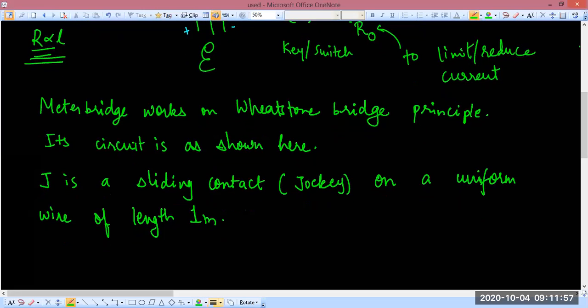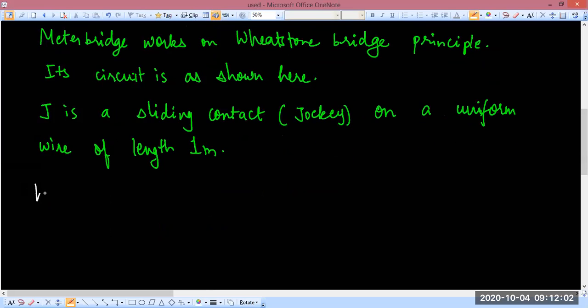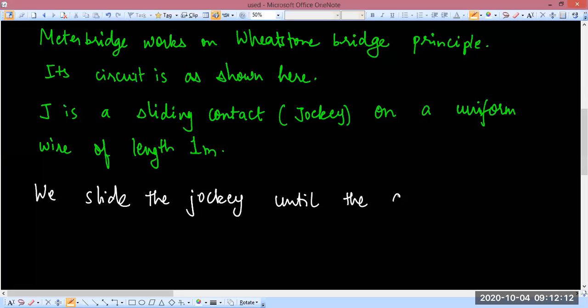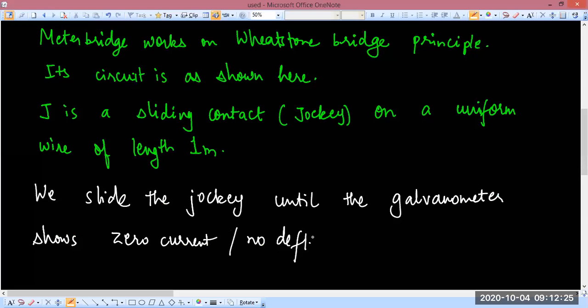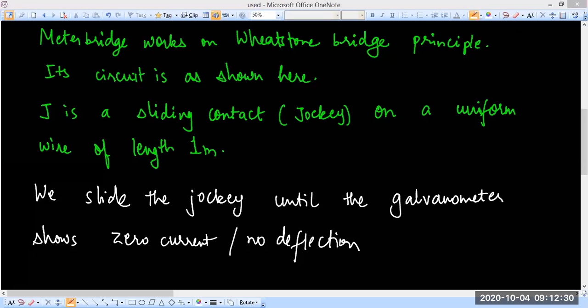Now let's write what we do. We can just say we slide the jockey until the galvanometer shows zero current or no deflection.